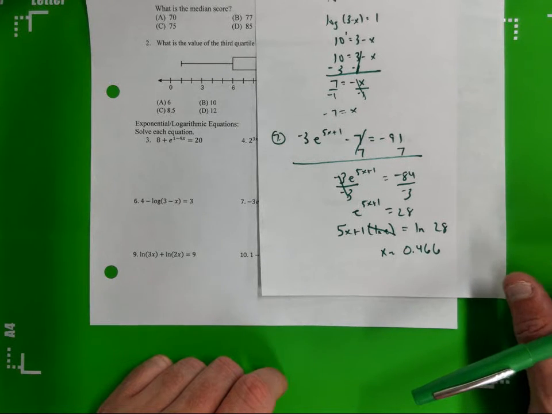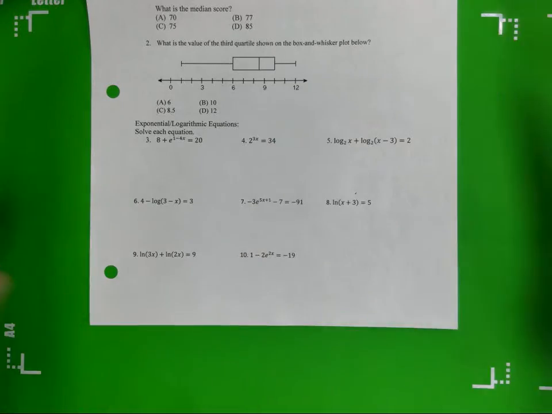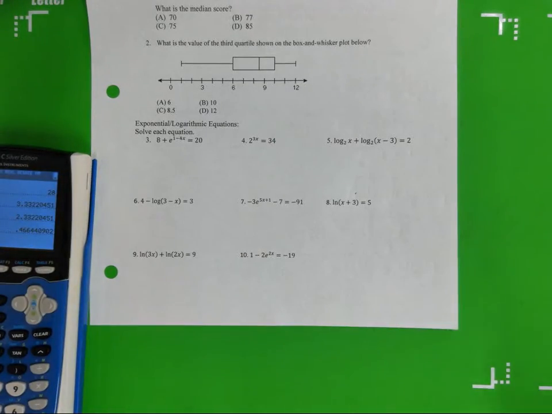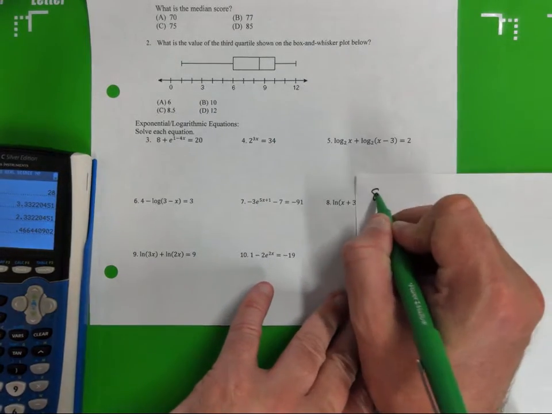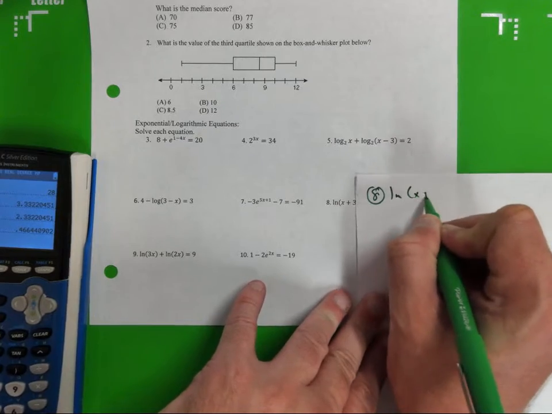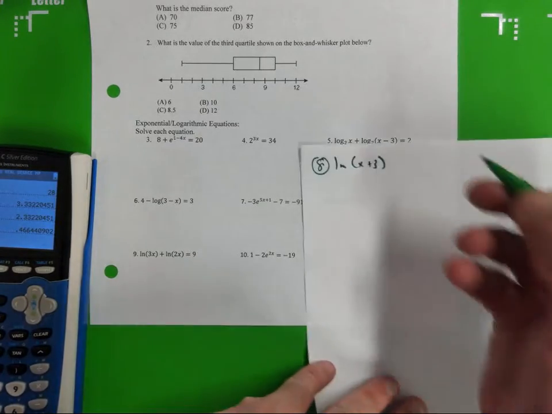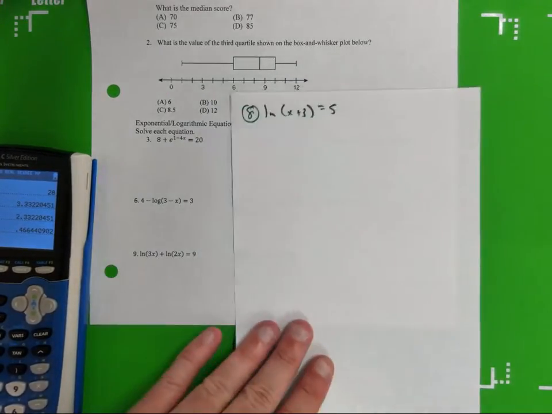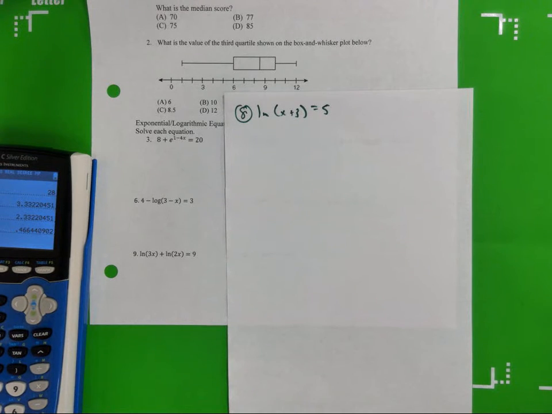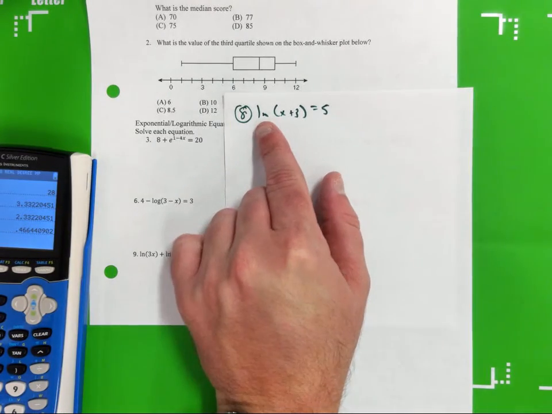Are we good on 6 and 7? Okay. Number 8. The natural log of x plus 3 equals 5. Gracie, is my natural log by itself? Yes. So what would be the first thing you would do here? Okay, it's already natural log.